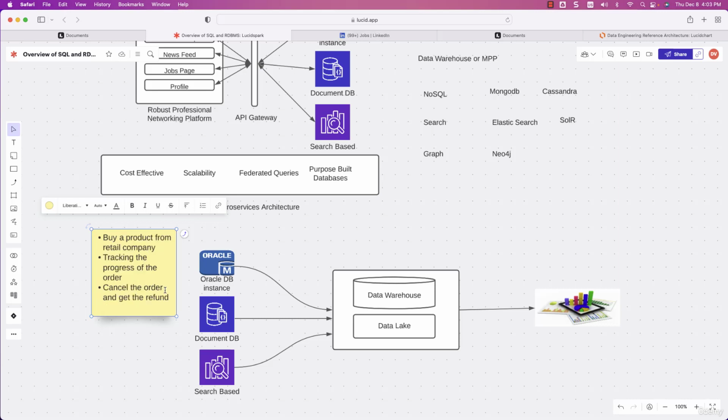The user might want to cancel the order and get the refund. The money has to be refunded by the organization to the user if he or she cancels the order halfway through. These are the type of operations which are typically performed using RDBMS type databases. The database can be Oracle or Postgres or MySQL or Microsoft SQL Server, and so on and so forth. When it comes to data warehouse, it is typically used to solve different kinds of problems.